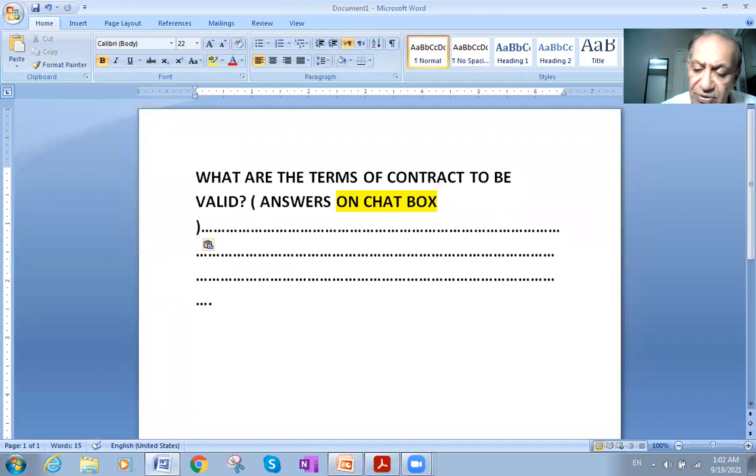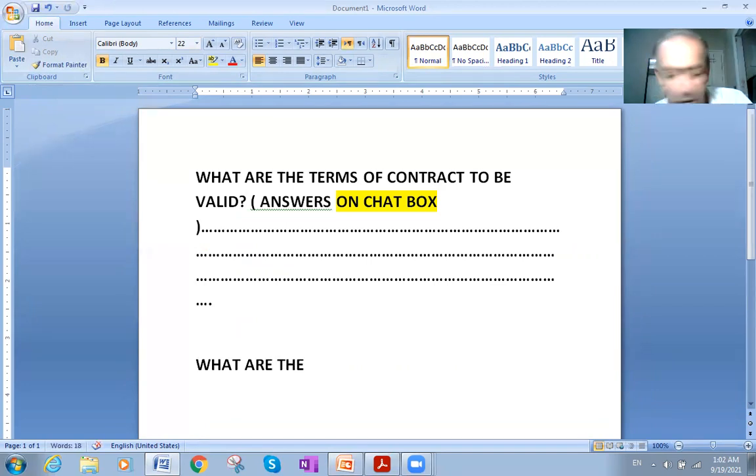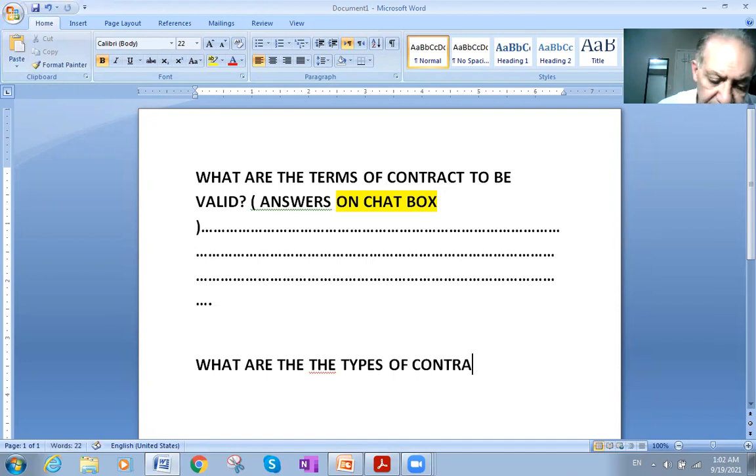The second question today is, what are the types of contracts?